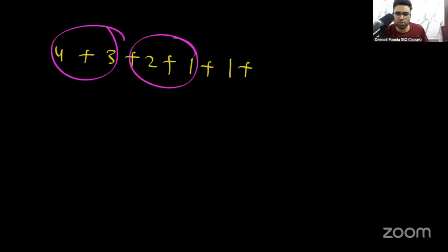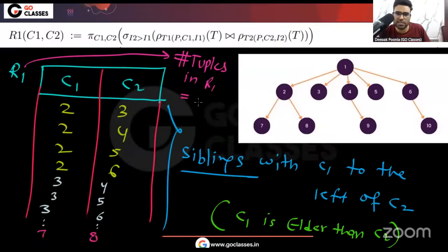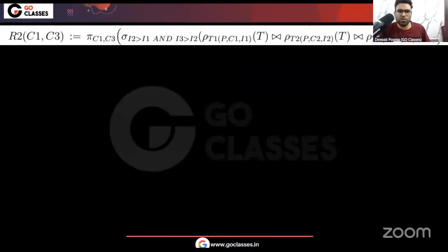So 11. Yes or no? You can see the number of tuples in R1, that is basically 11. Okay. Now let's see R2 also. The way we have understood R1, let's try to understand R2 also.